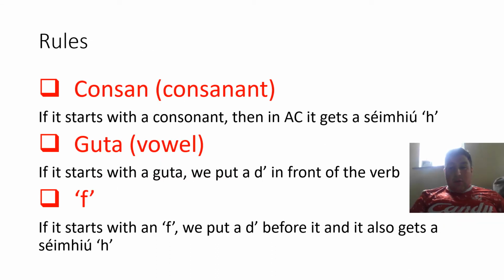So if it starts with a consonant, it gets a seimhiú or an H. If it starts with a guta, we put a d apostrophe in front of it. So consonant might be like cuir, C-U-I-R, but we'll put an H, C-H-U-I-R. The guta would be ól, O with a fada, L, and then we put our d apostrophe in front of it, so it's d apostrophe ól. And if it starts with F, like fág, we put a d apostrophe in front of it, and we also give it a seimhiú, an H, so d'fhág. Alright, so that's the exact same as we would have done for our Amsher.